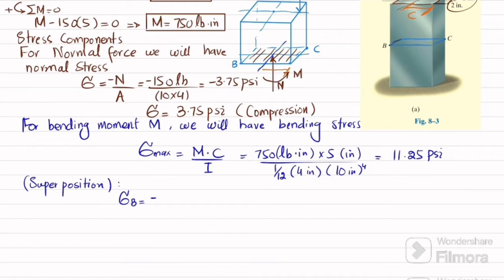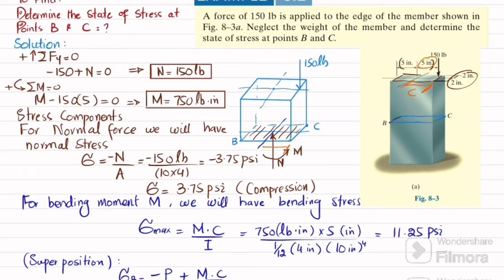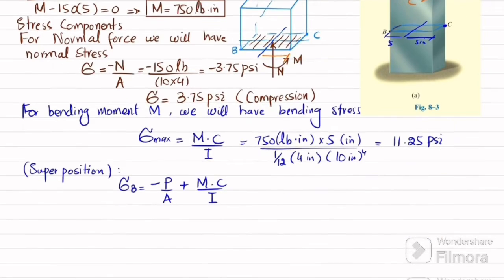So we can write it minus P divided by A, that is producing compressive stress, and due to bending moment, the bending stress will be positive. So we can write M into C divided by I. As we already found out, this maximum stress will be at point C as well as at point B, because both are at a distance of 5 inch from the centroidal axis. So you can just easily plug the value: minus 3.75 plus 11.25 psi, and that will give you 7.5 psi. So it means that point B is in tension.